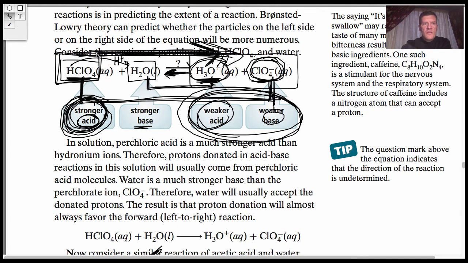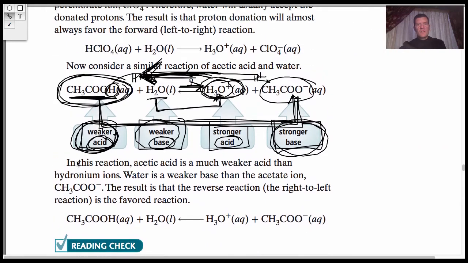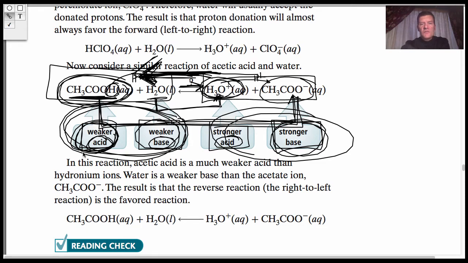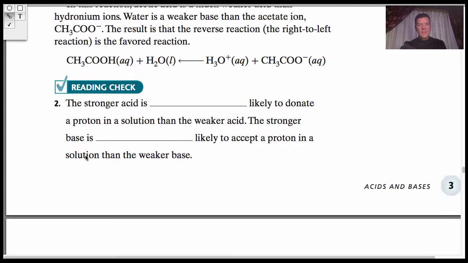Okay? The stronger acid wants to react, wants to push it in the forward direction. In this case, over here, the stronger acid and base are on the product side, so that it's going to push it back the other way. So again, what's going to be favored? The weaker acid and weaker base. So you're going to have more of these in the solution than you will of the stronger acid and stronger base. Okay?